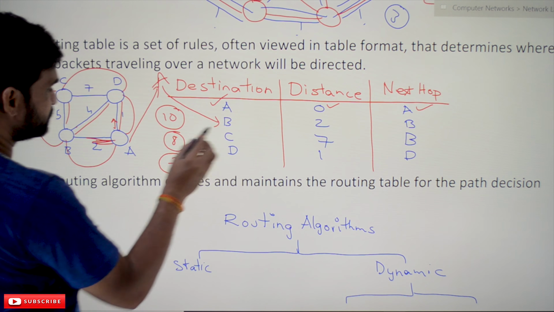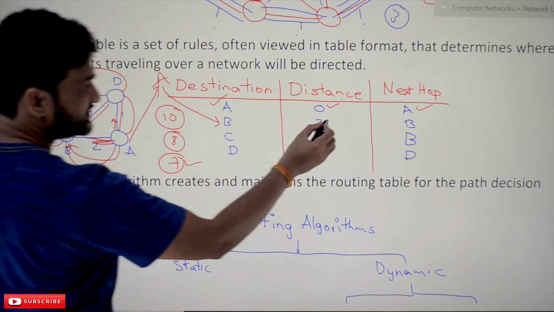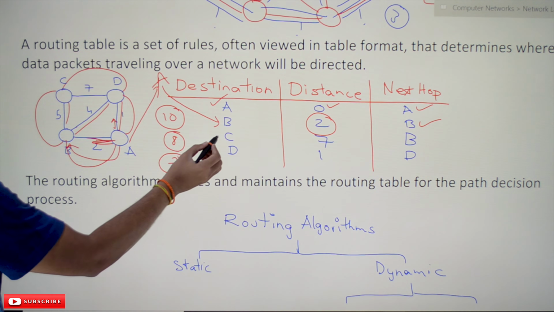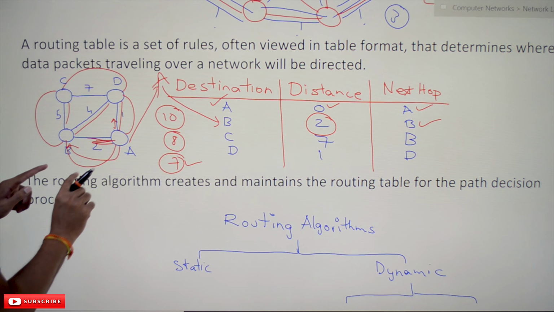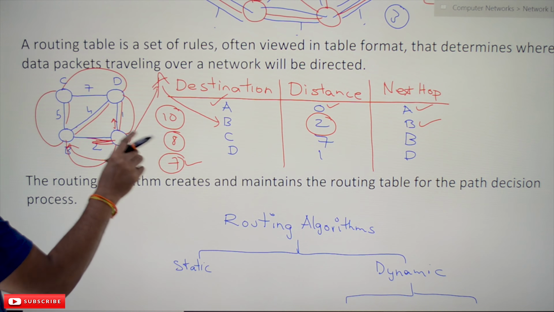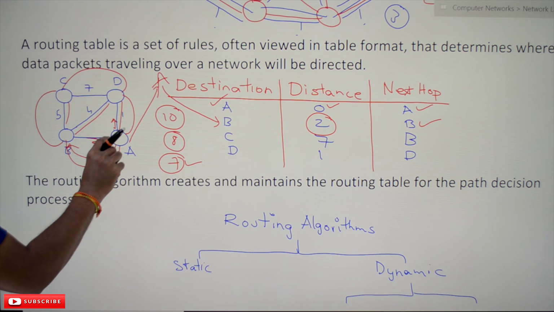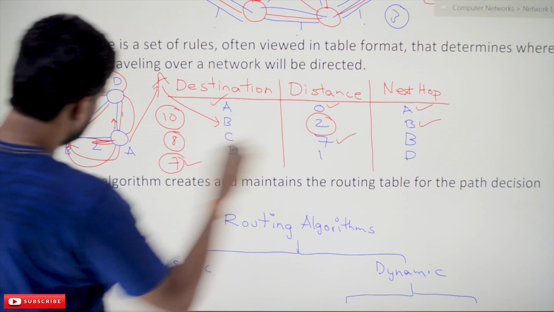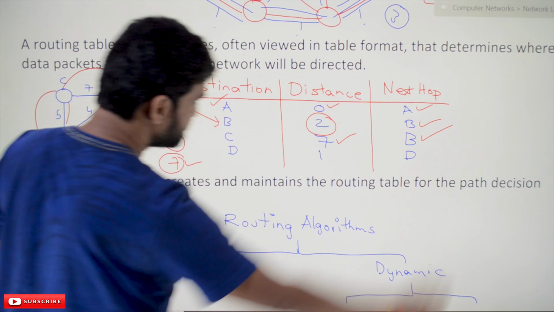Okay, so now from A to B, in order to transmit from A to B, what is the best path? Is it this way? No, it is directly to B. So the distance is 2 and the next hop is going to be B. Similarly, A to C, there are two possibilities, one through D and the other through B. But even though one looks shorter, it is going to take the longest path, so we have to decide based upon the shortest path. So the distance is 2 and 5, which is 7, and the next hop is going to be B.